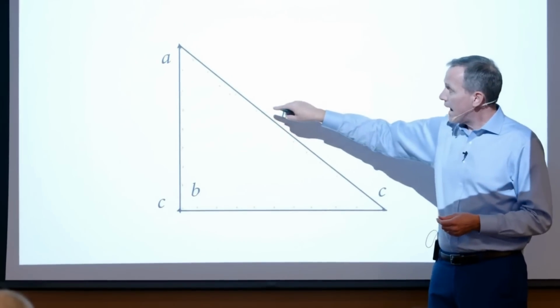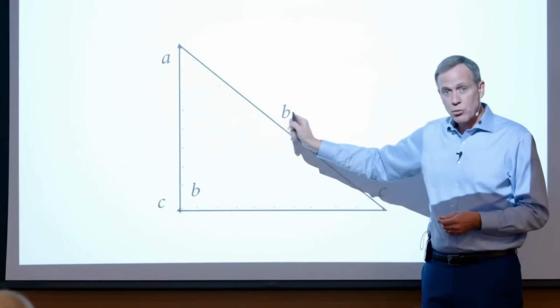So that means that a squared plus b squared equals c squared.